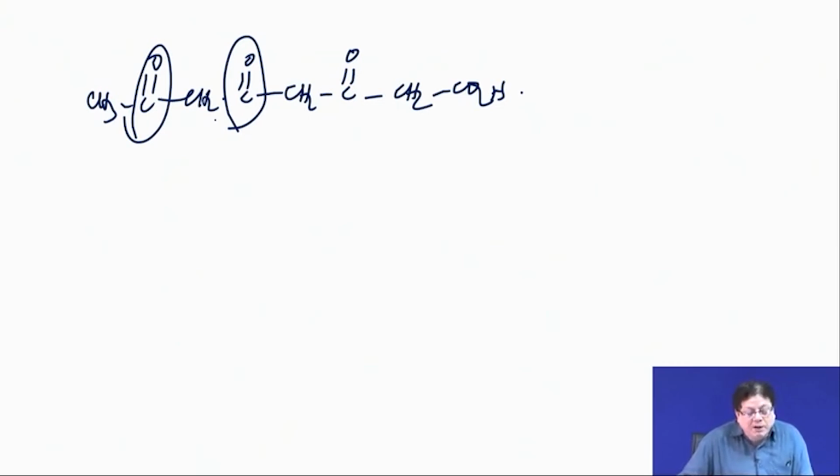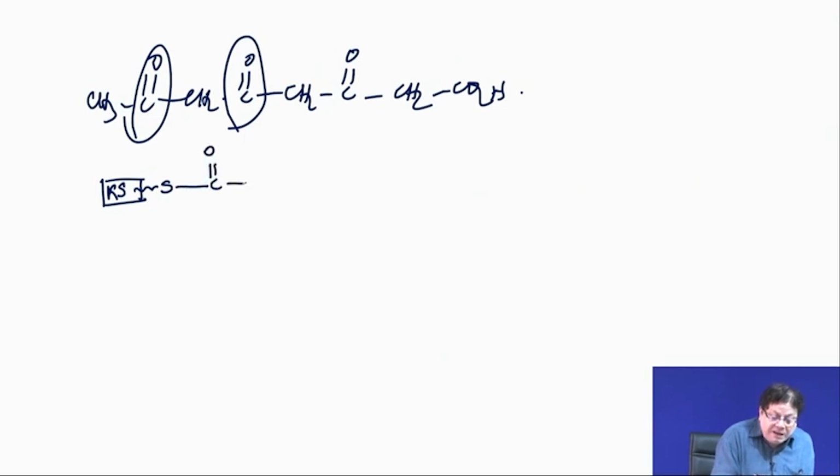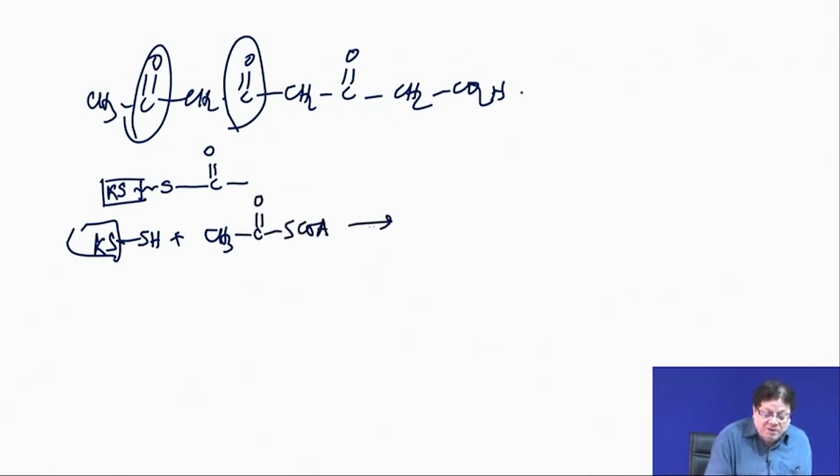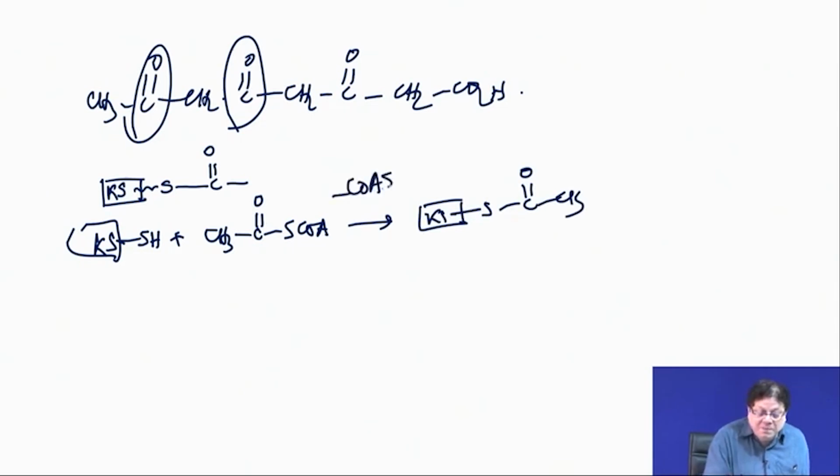Now, let us talk about the first reaction, that is the Claisen condensation. How does it happen? There is an enzyme called ketosynthase, which ends up as a thiol. So, ketosynthase has a thiol. Ketosynthase SH plus acetyl coenzyme A, there is a thiol exchange now. The ketosynthase sulfur holds the acetyl group and coenzyme A leaves.